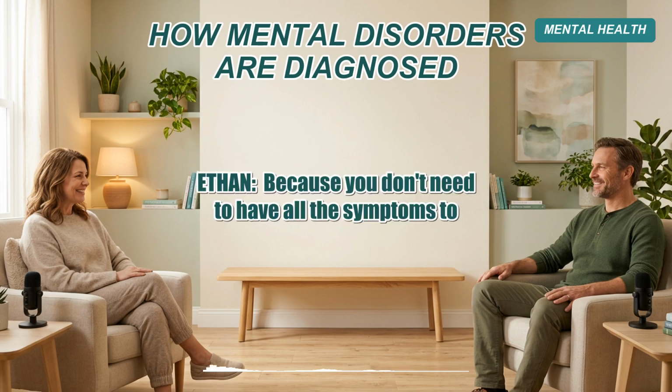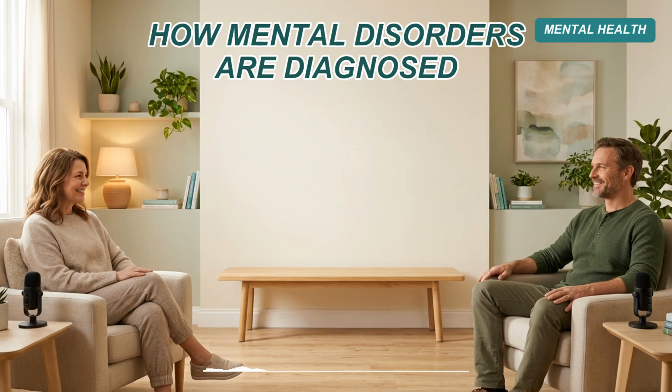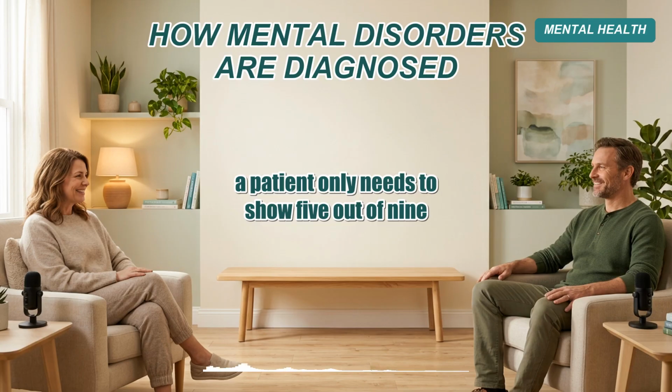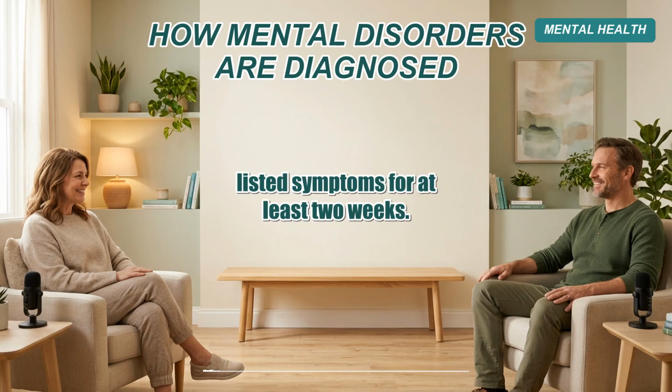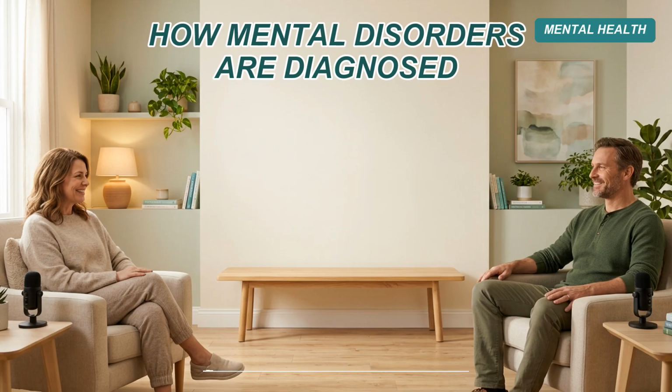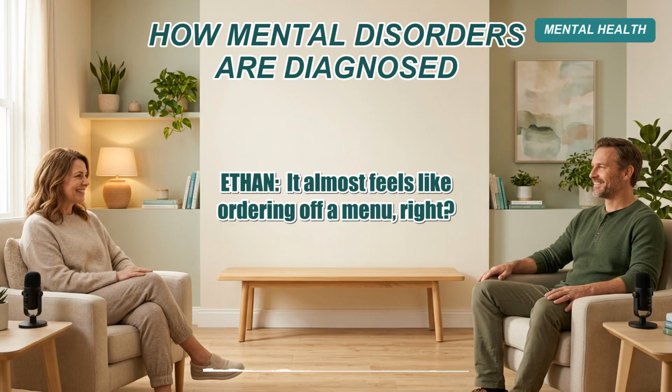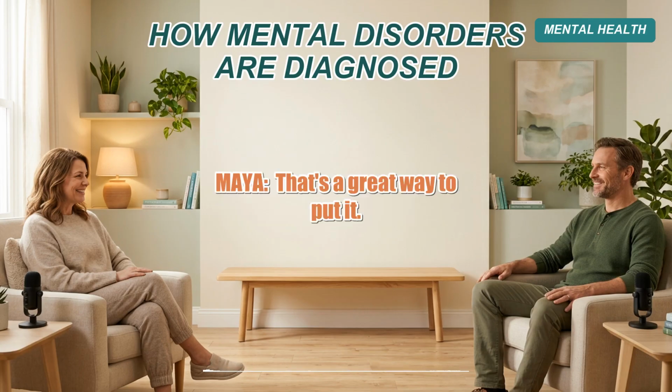It really does. Because you don't need to have all the symptoms to get the label. Yeah. I think the DSM-5-TR, the current text revision, says for something like major depressive disorder, a patient only needs to show 5 out of 9 listed symptoms for at least 2 weeks. Correct. And because it's polythetic, the combinations can vary wildly. It almost feels like ordering off a menu, right? That's a great way to put it.